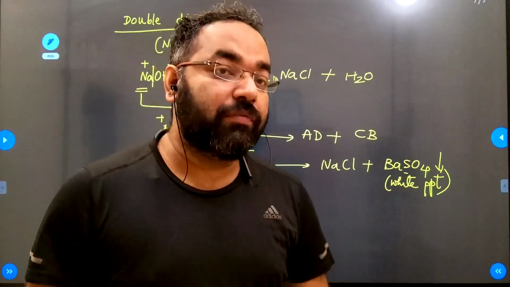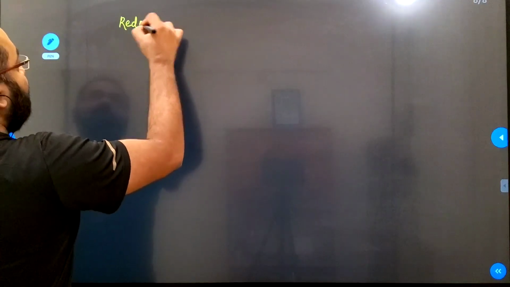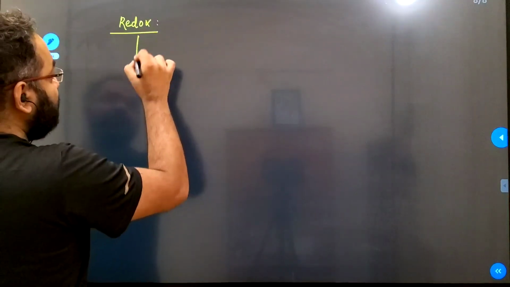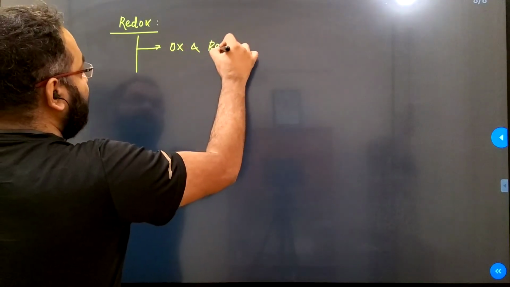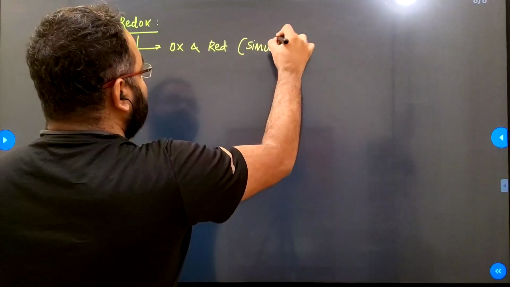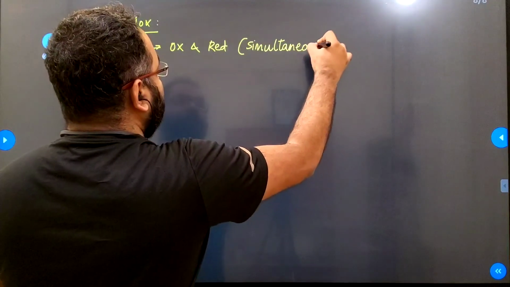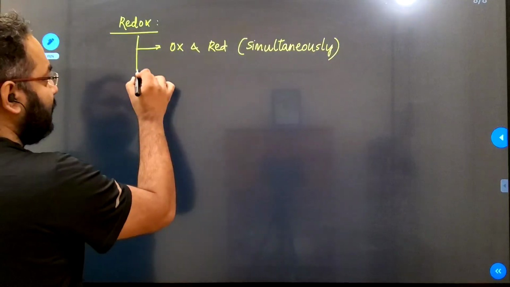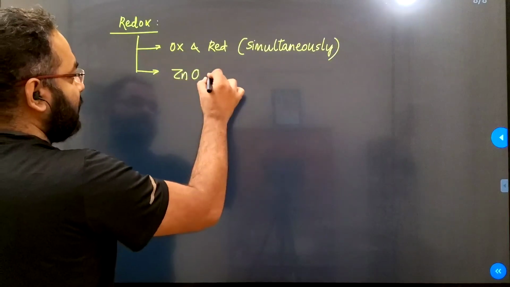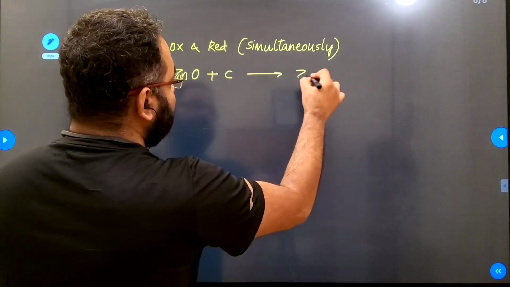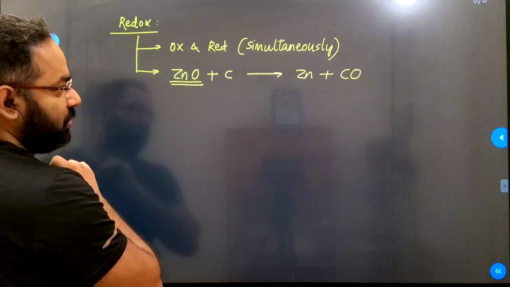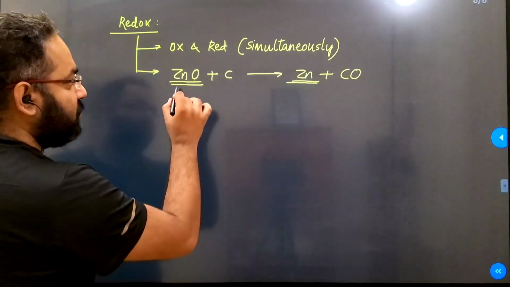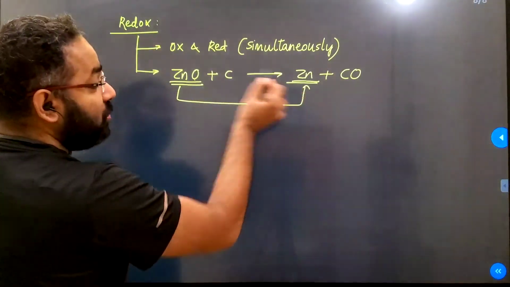The last reaction we have to look into is a redox reaction. In a redox reaction, there are multiple things that we have to know. The first thing is, all redox reactions are reactions in which oxidation and reduction reactions take place simultaneously. And when we talk about it happening simultaneously, I'll give you an example of this. Let's take zinc oxide plus carbon, giving you zinc plus carbon monoxide. You notice that zinc is in combination with oxygen here, and zinc no longer has oxygen, which means zinc oxide has lost oxygen to give you zinc.